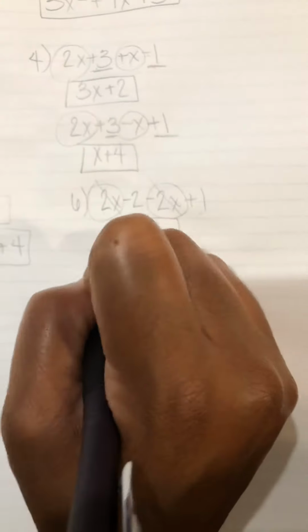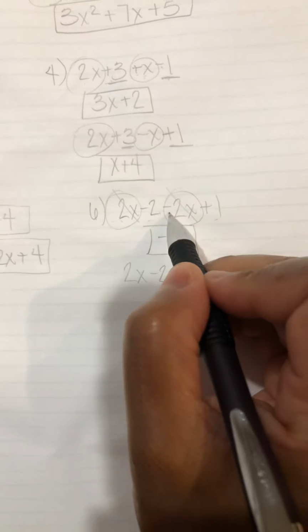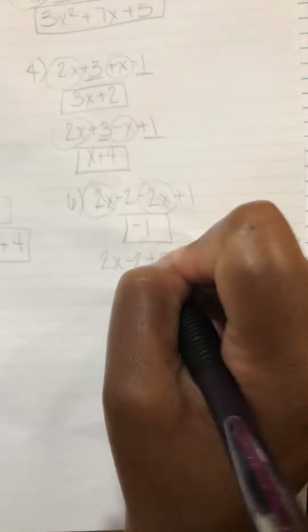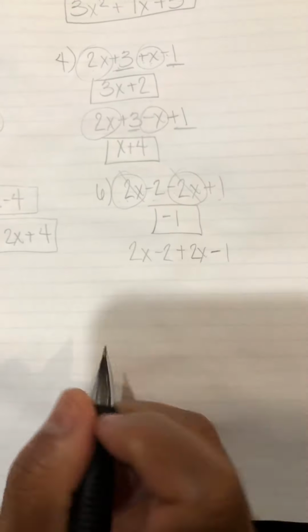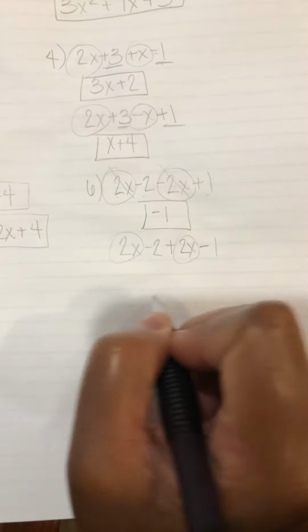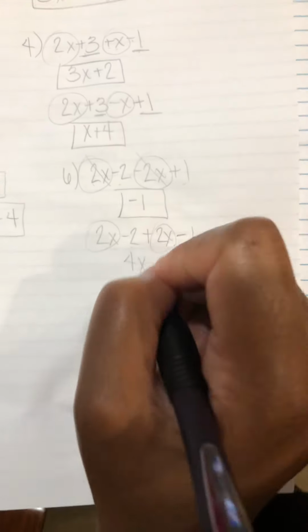When I do the next one, I have 2x minus 2. I need to change my signs. So this was negative, it becomes positive. This was positive, it now becomes negative. So 2x and 2x gives me 4x. Negative 2 minus 1, negative 3.